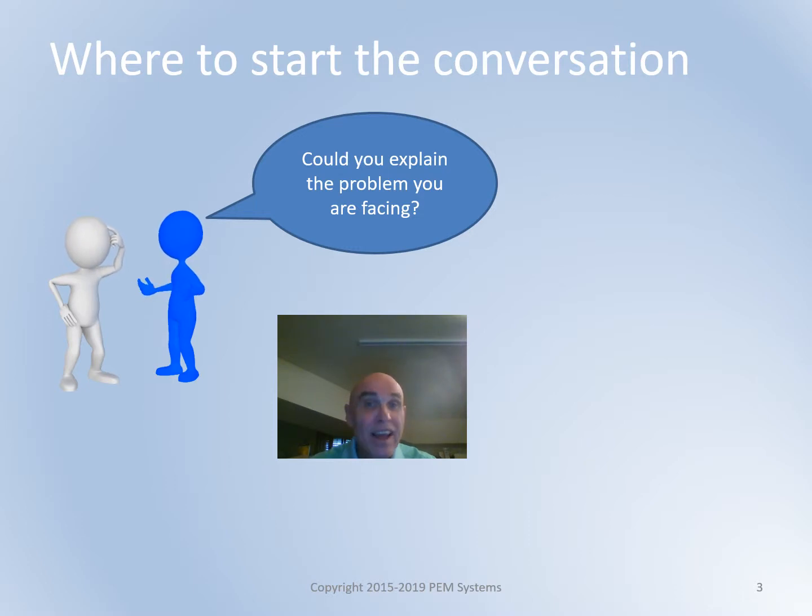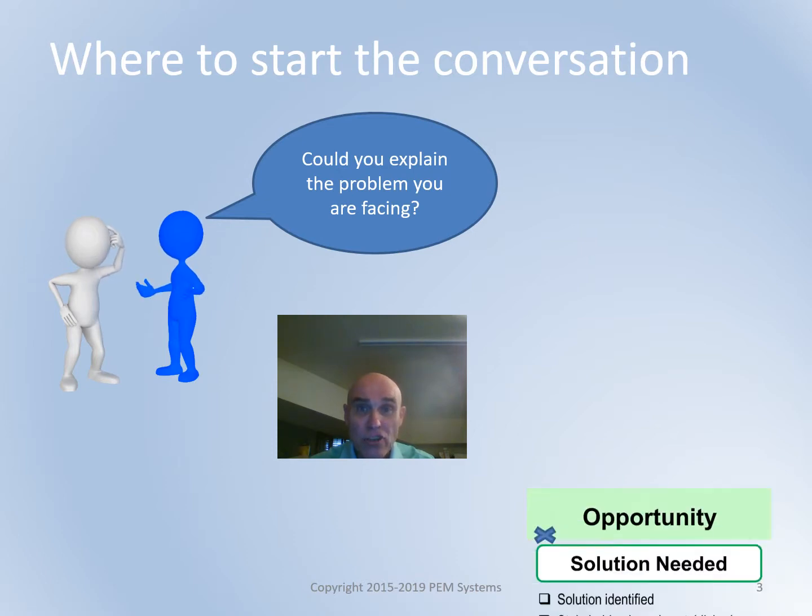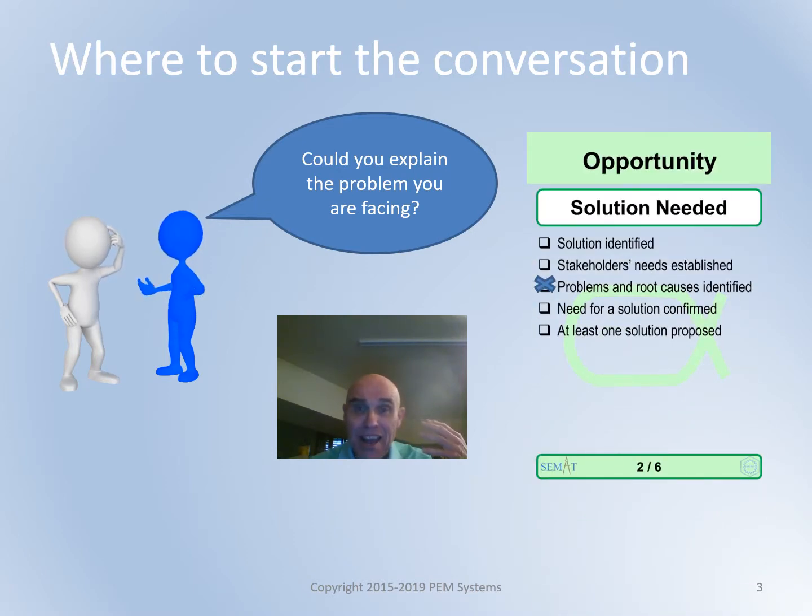I started the conversation by asking a client team member if they could explain the problem they faced. When I ask this question, in the back of my head, I am thinking about the opportunity alpha, solution needed state, checklist: problems and root causes identified.